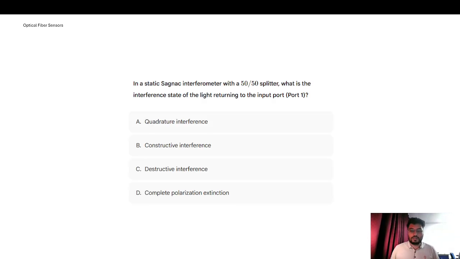So here is the question answer session. First question is, in a static Sagnac interferometer with a 50-50 splitter, what is the interference state of the light returning to the input port P1? Please let me know your answer.